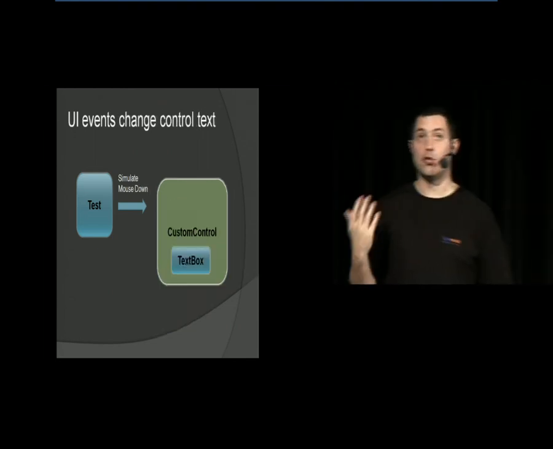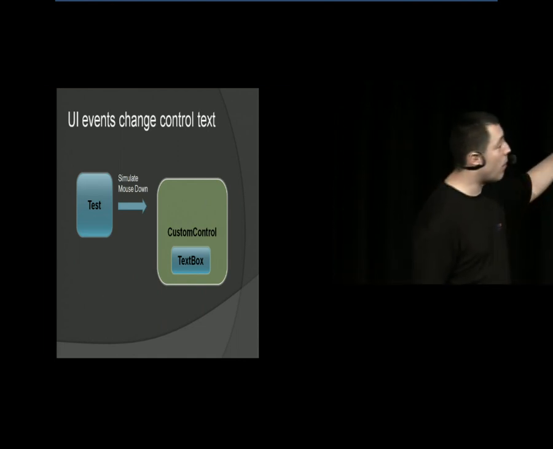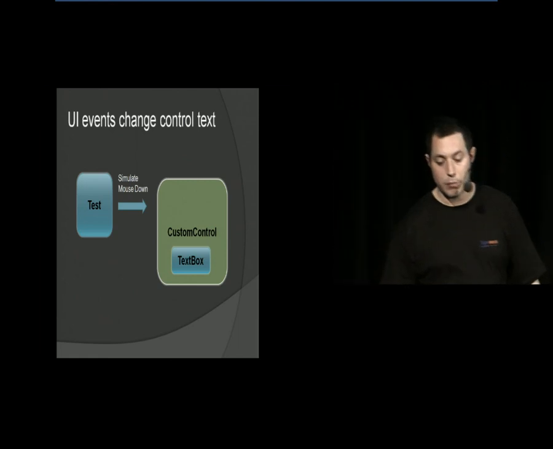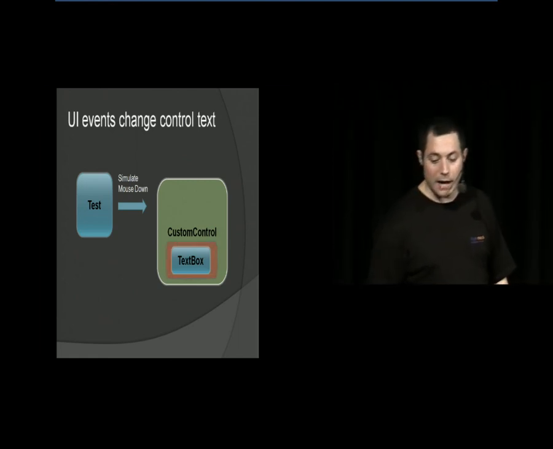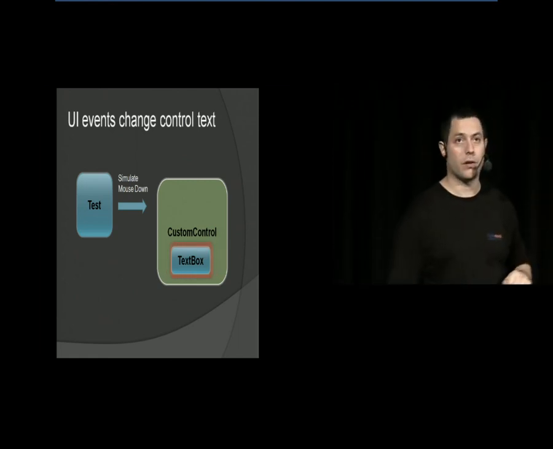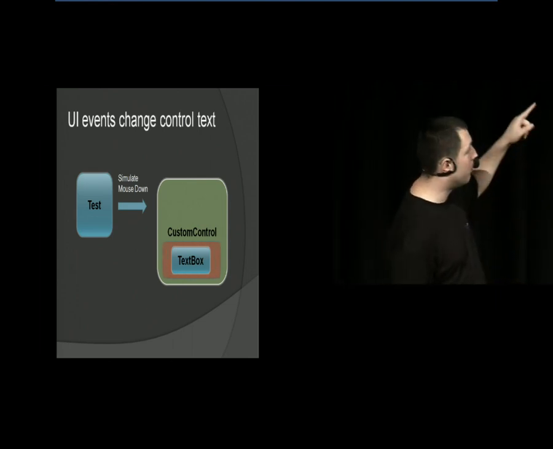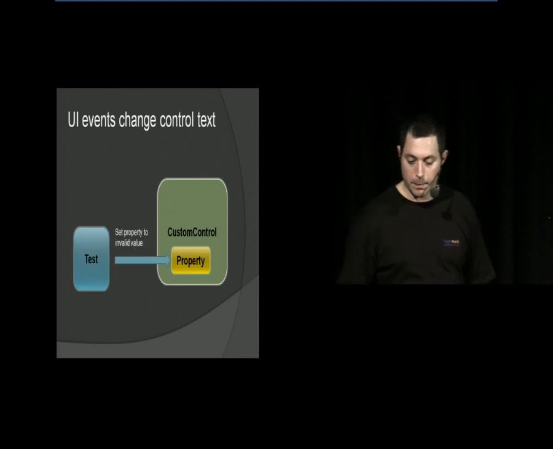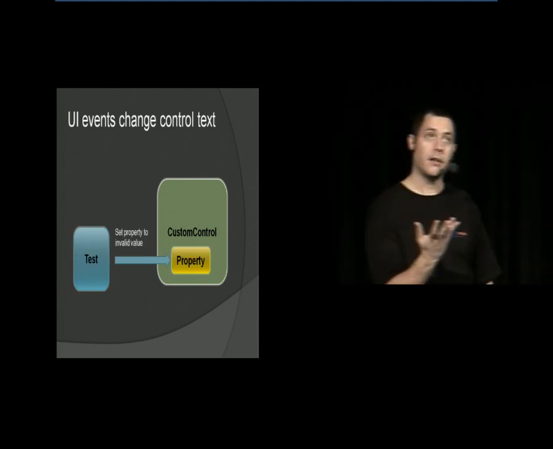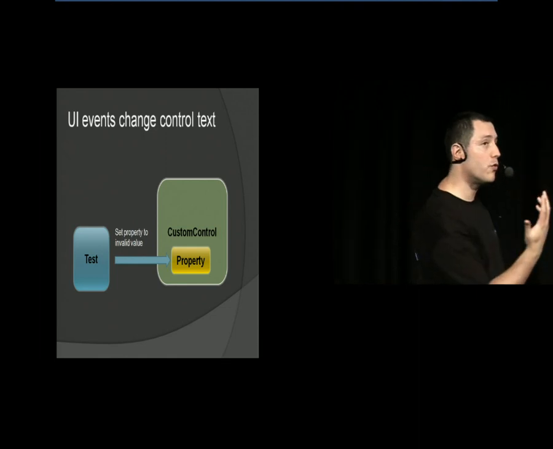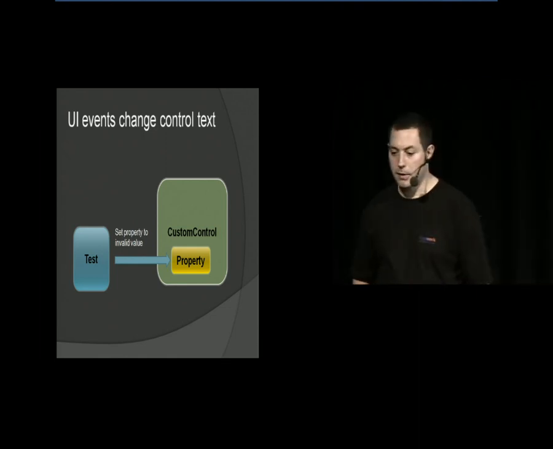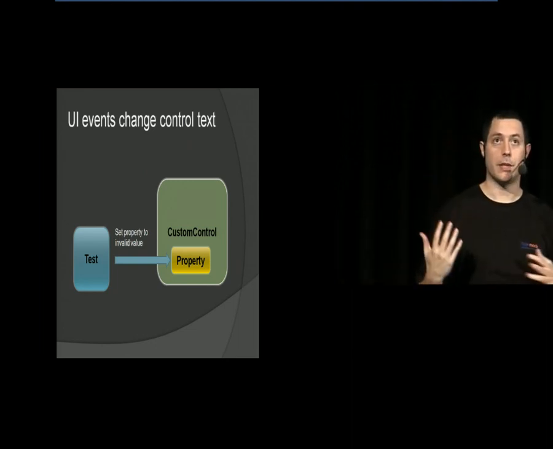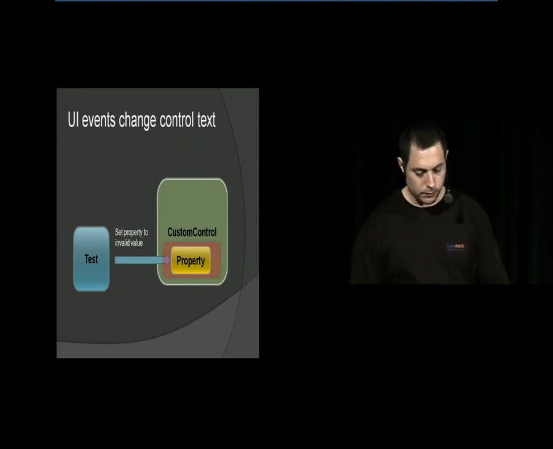If I want to test the control text, remember the text box is located inside our custom control. So I will simulate, for example, mouse down, and then I will check the text inside the text box. So my assert will be against the text box and check the text inside it. If I want to check a property, I would actually just instantiate the control, set the value of the property, and then check the value after, or check that I get back an exception, something like that. So this is my assert.